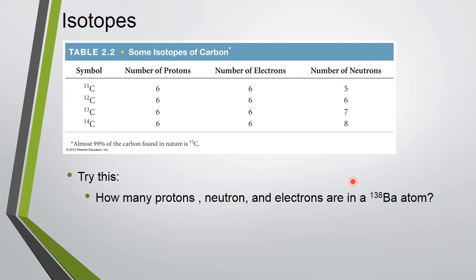So, our answer for this one: protons. If you look on the periodic table, barium is element 56, so that's how many protons we would have. If it's neutral, then we would also have 56 electrons. And if we want to find our number of neutrons, we take its isotope number, 138, subtract 56 protons, and we get our 82 neutrons. So we can see that the neutrons are really that part that changes quite drastically.